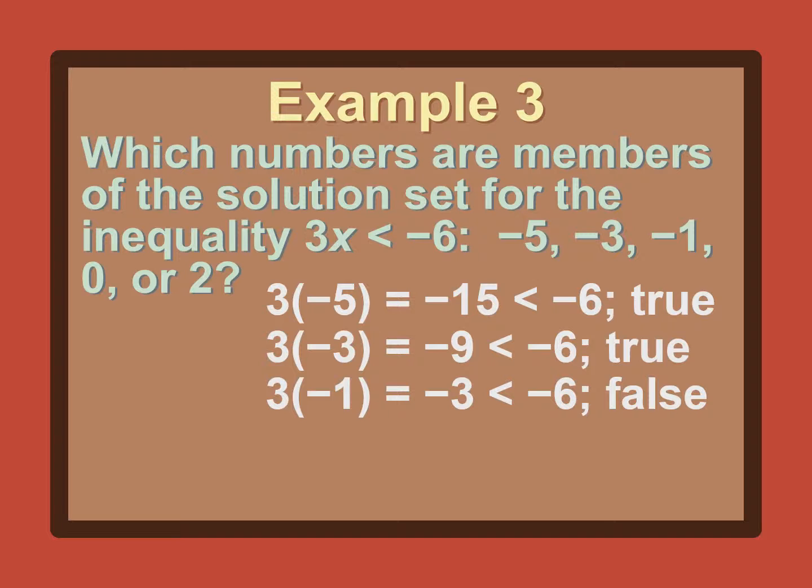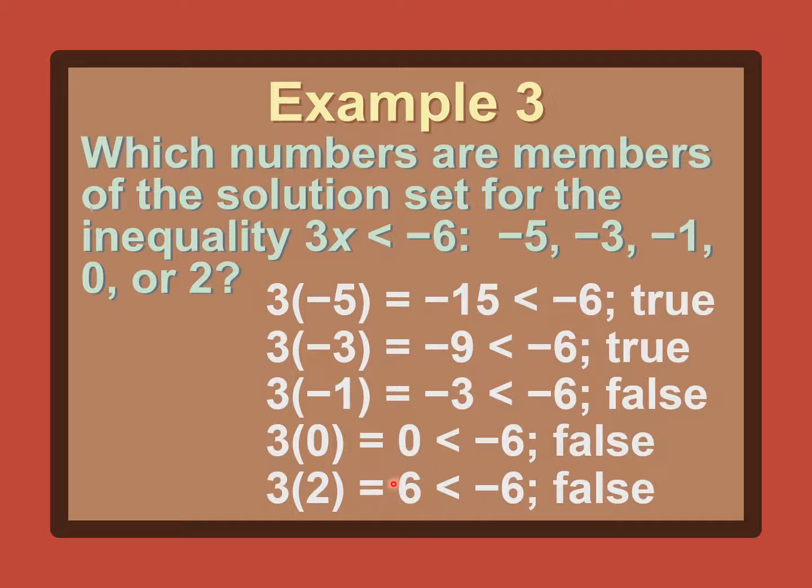Then we plug in negative 1. 3 times negative 1 is negative 3. So the sentence reads negative 3 is less than negative 6. That is false. So that is not a part of the solution set. Then we try 0. 3 times 0 is 0. So we have 0 is less than negative 6. So again, that is false. That is not part of our solution set. Then we have 3 times 2 is 6. So it reads 6 is less than negative 6, which is false. So it's not part of our solution set. All right, that is all we have. Go ahead and try some problems on your own.